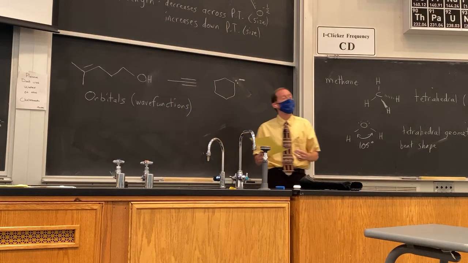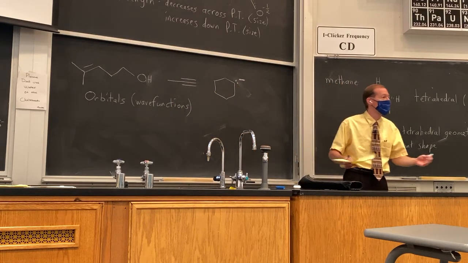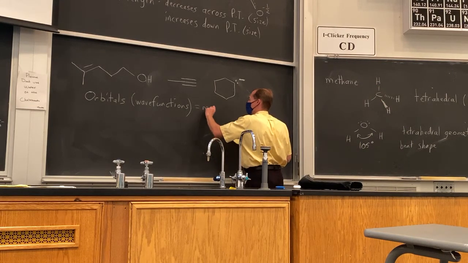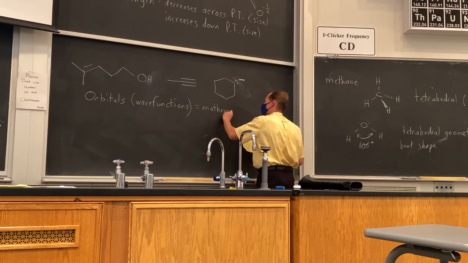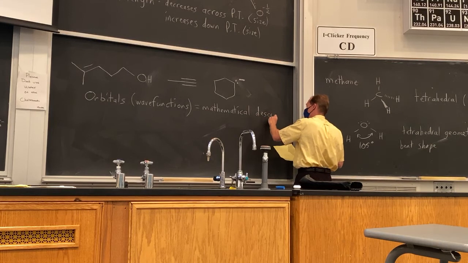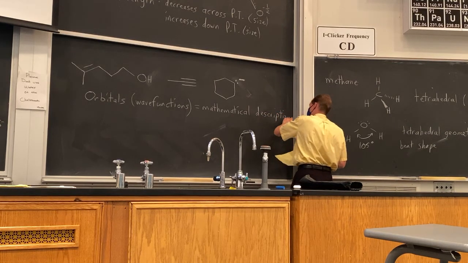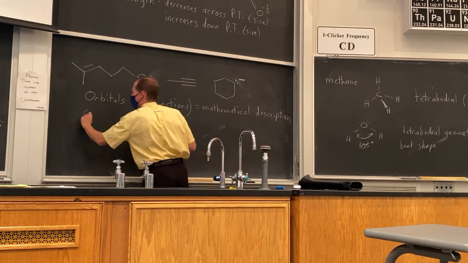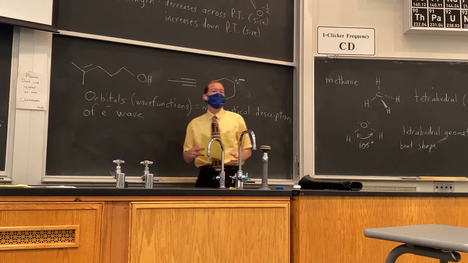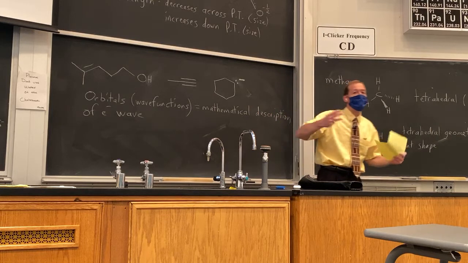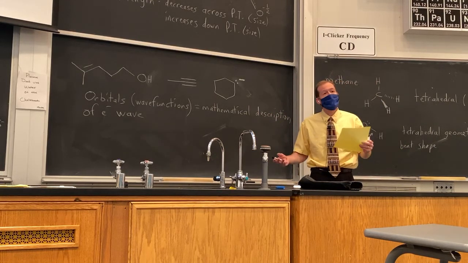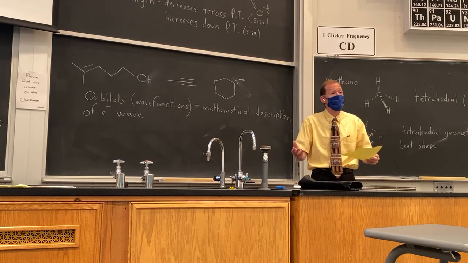Physical chemists like to call them wave functions. Wave functions and orbitals are the same thing. But an orbital or a wave function is just the mathematical description of an electron wave. Electrons have the wave-particle duality, and when we're describing them in a mathematical way, we're usually referring to their wave-like properties. Okay?